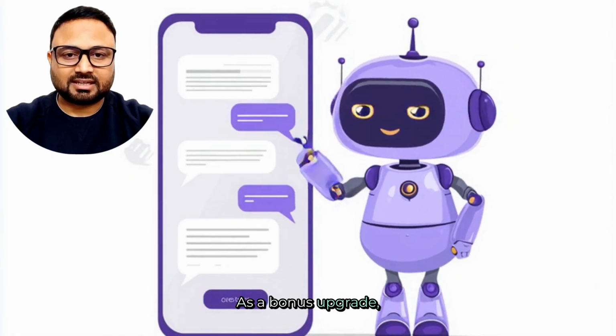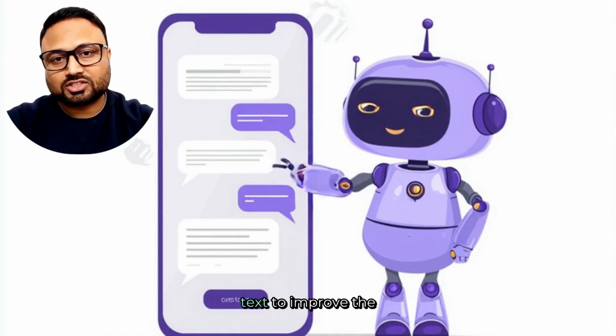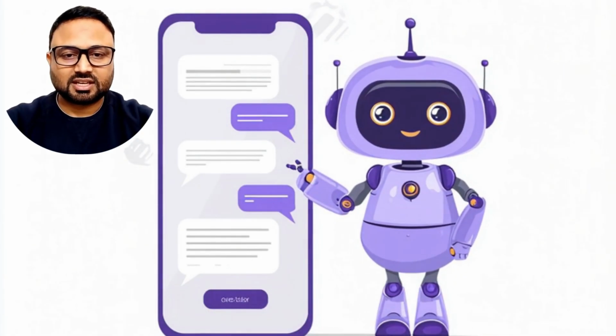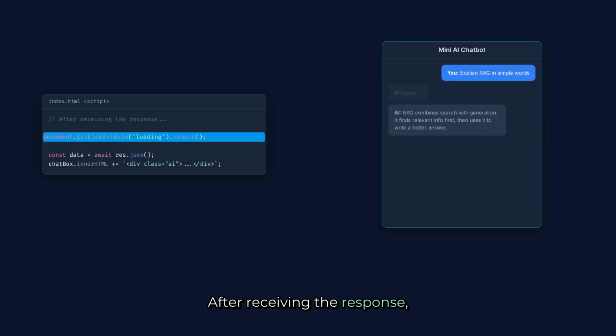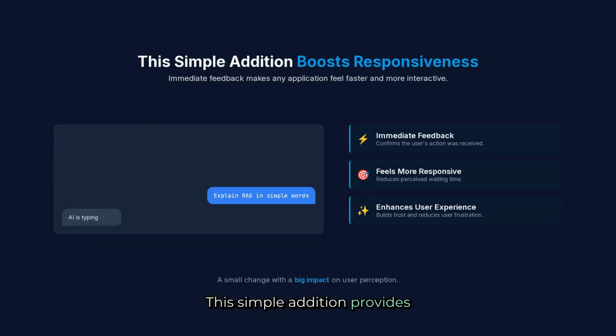As a bonus upgrade, let's add a loading text to improve the user experience. Before the fetch call, add a div with "AI typing", with an ID of loading, to the chat box. After receiving the response, remove this loading indicator using document.getElementById().remove(). This simple addition provides immediate feedback to the user, making the chatbot feel more responsive.